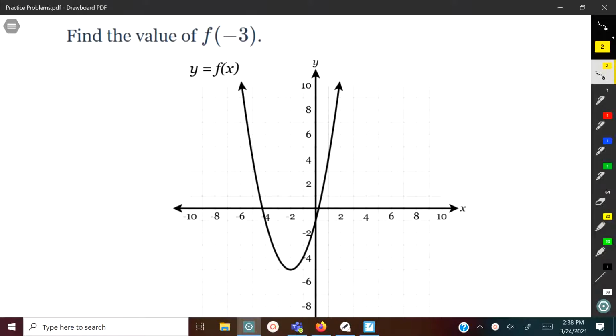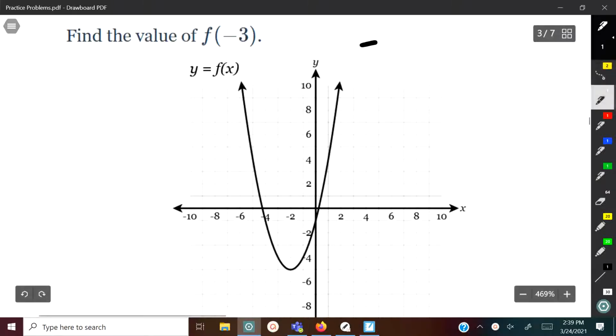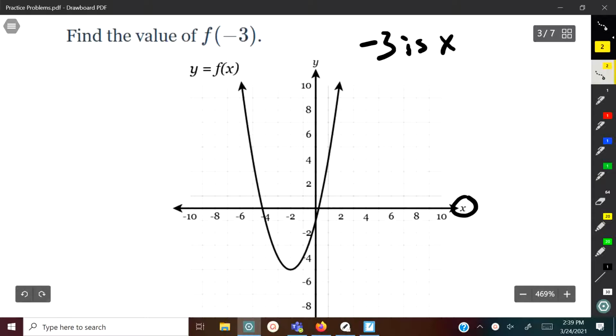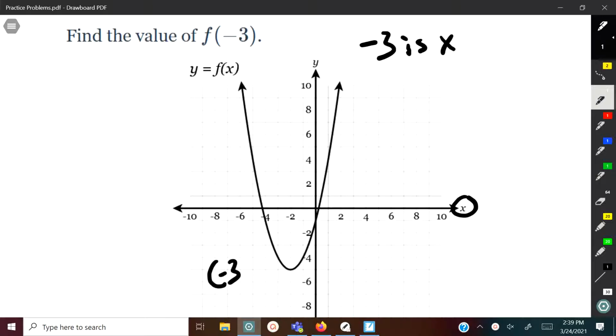Alright, so here we got f of negative 3, and remember what that means is negative 3 is x. Okay, now on the graph, the x is here on this axis. So what we're going to do is go down on the x-axis until we get to negative 3, which is right here, and then go toward the graph right here. So what is that point? Well, that point, we know the x is negative 3, but the y on that is negative 4.